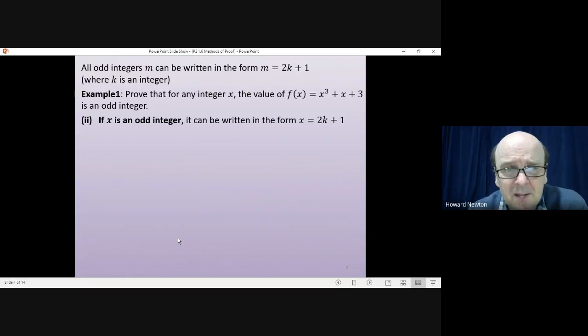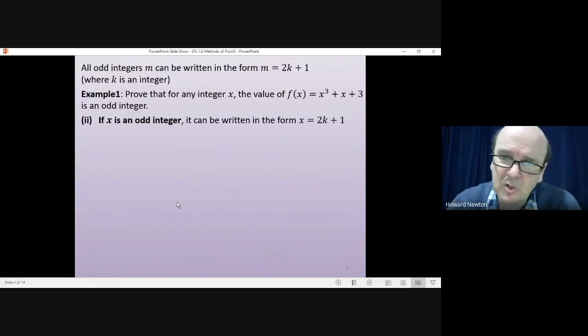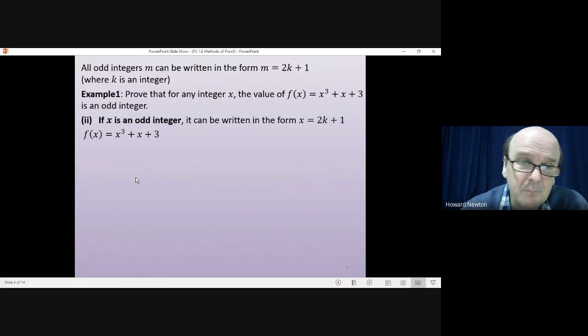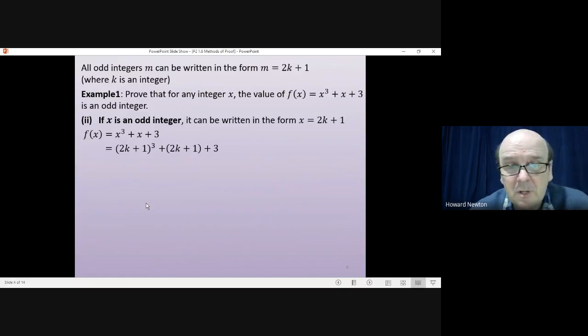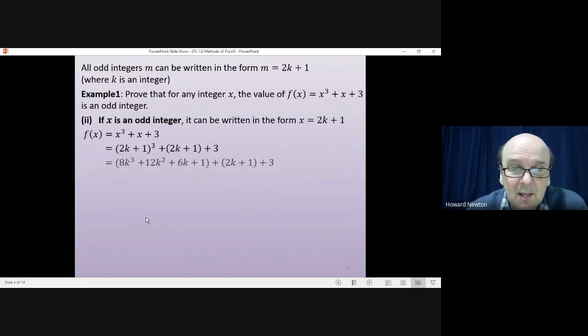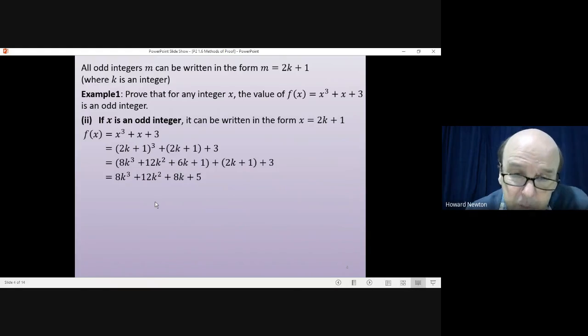Now we do the same thing again, but this time assuming that x is odd. Well, if x is odd, it can be written in the form x equals 2k plus 1. And we substitute that into the expression, which gives us (2k plus 1) cubed plus 2k plus 1 plus 3. And if I cube this bracket, I will get 8k cubed plus 12k squared plus 6k plus 1 plus the other two terms. And then tidying all of those up gives me 8k cubed plus 12k squared plus 8k plus 5.